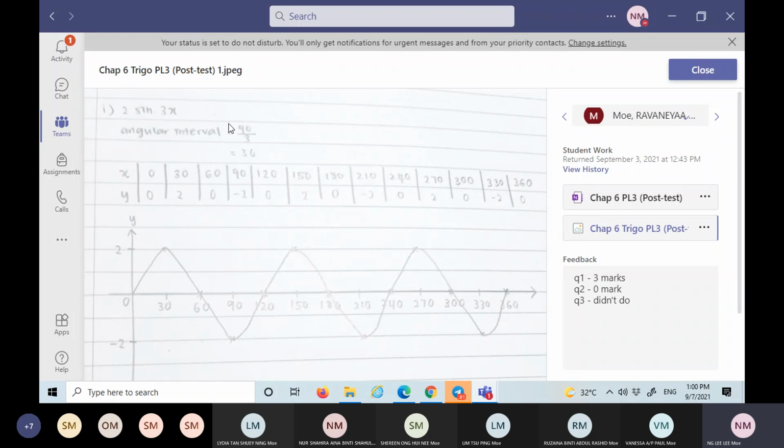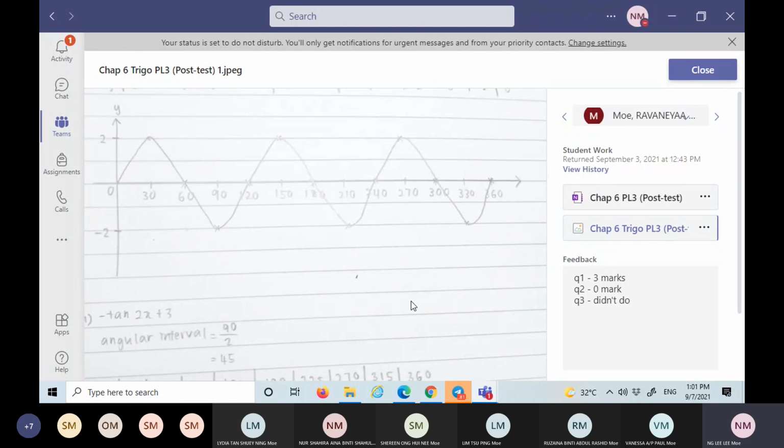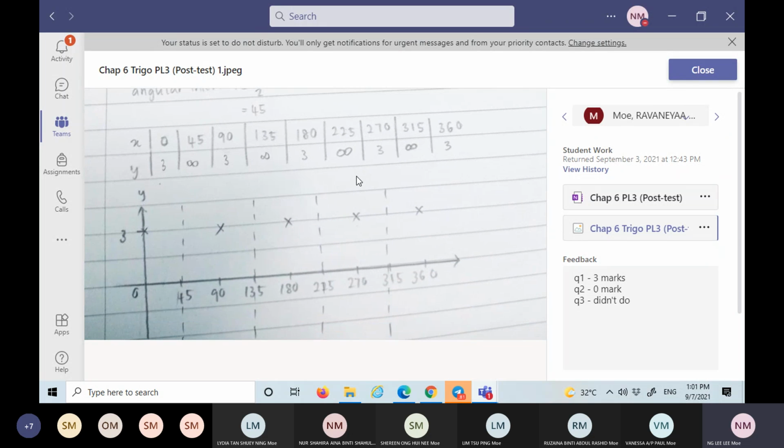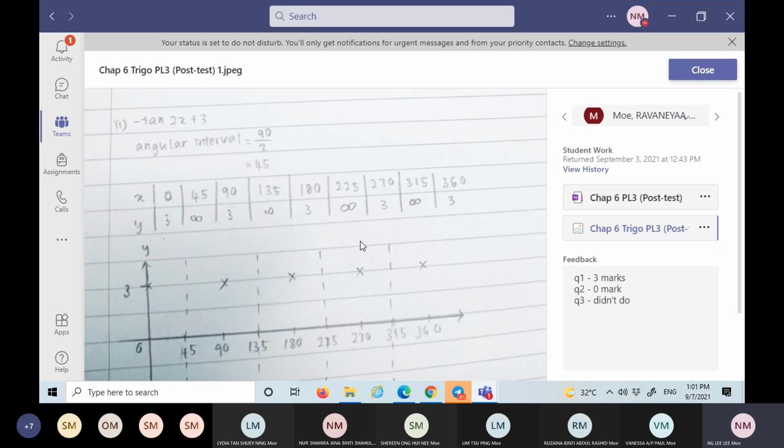So you see she follows my method for question number 1. Angular interval, then get the table, and then plot the points and then join the points. You see, nicely. Full mark, 3 marks for question number 1. Then come to question number 2, I think she got no time to finish, I'm not sure, or she doesn't know what to do.